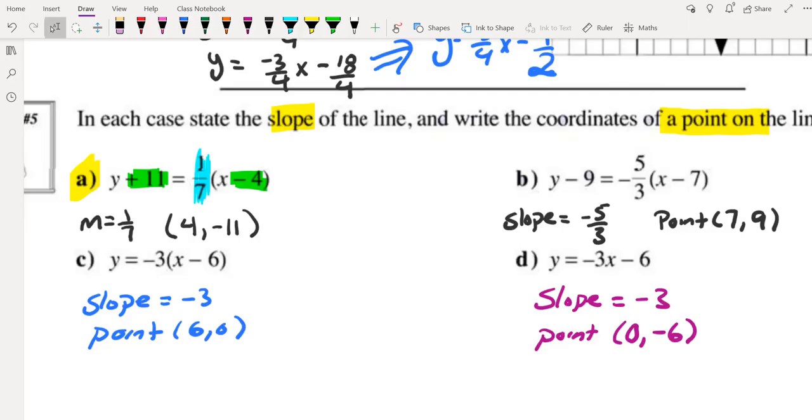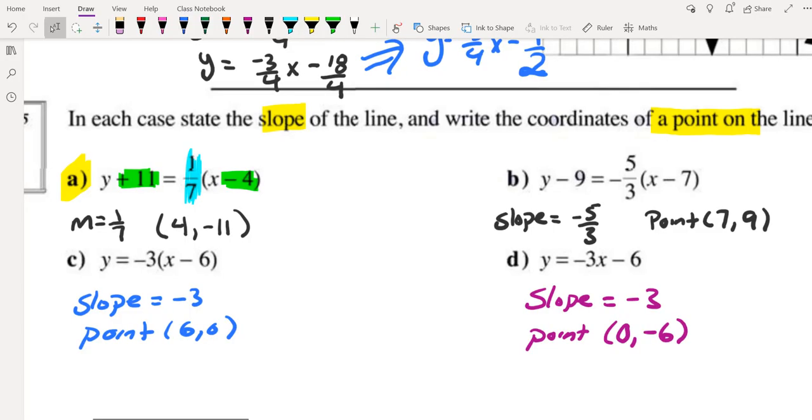Okay, B is very similar to A. We come up with the slope as -5/3 and the point is 7, 9. Not going to talk about that too much. C here, we're given an equation of a line that sort of looks like the slope point format, except there's nothing attached to the y. This is because the point that we're going through is 6, 0. The y value is 0, right? So our slope is still -3, and our point is 6, 0.